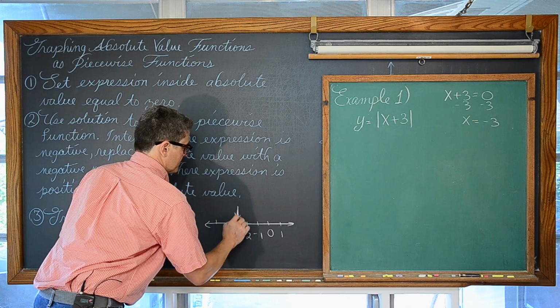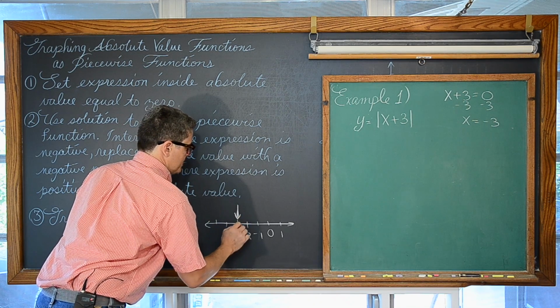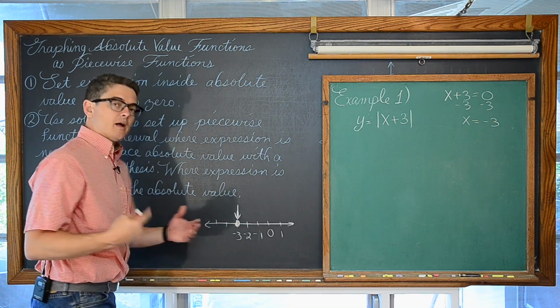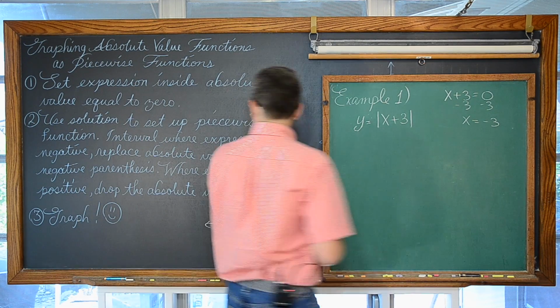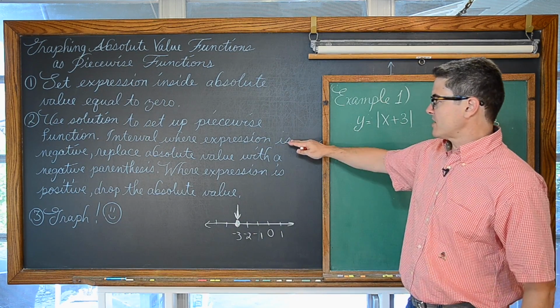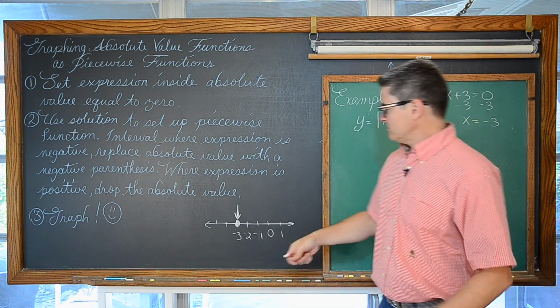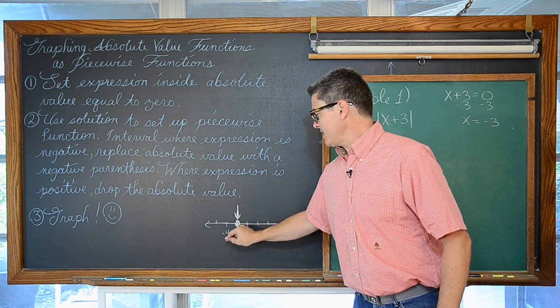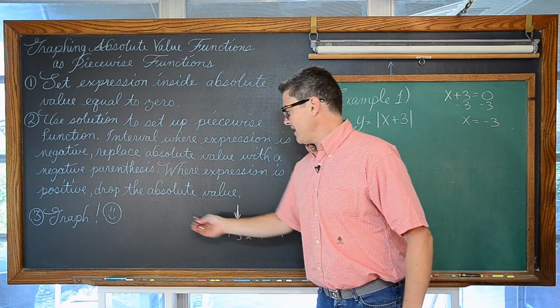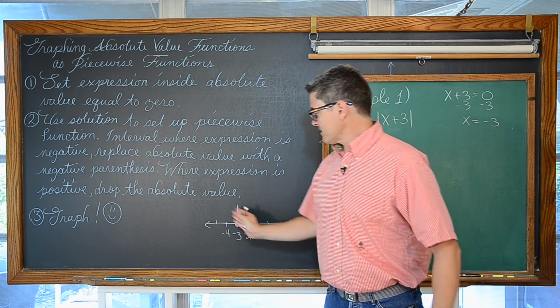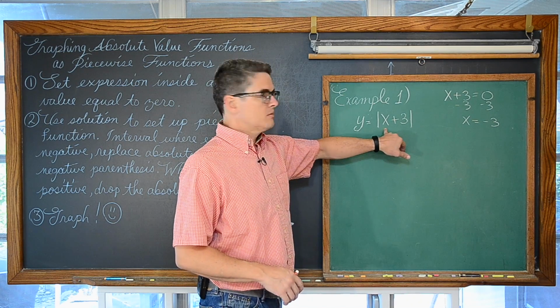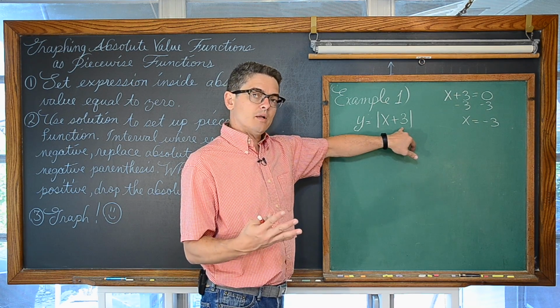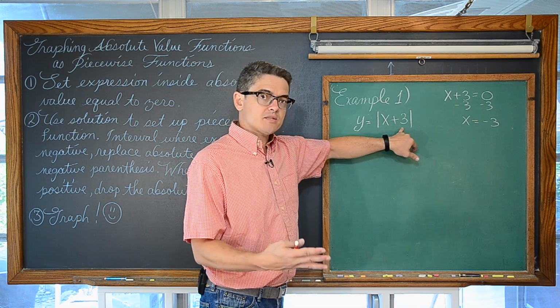And again, this -3 is going to now break up our number line into two intervals. We're going to look at these intervals and think about, well, what if we try -4 or -5 or any number that's to the left of -3 on the number line? Well, -4 plus 3 is -1, and the absolute value of -1 is +1.